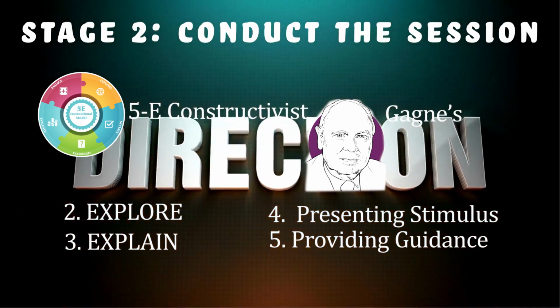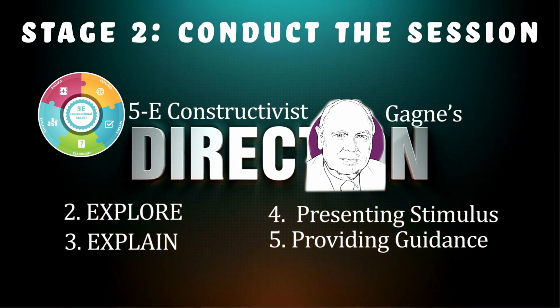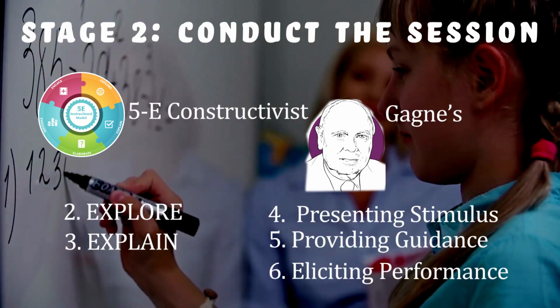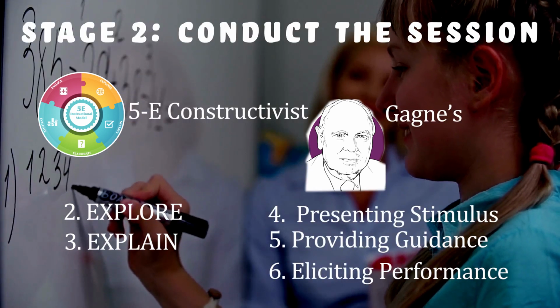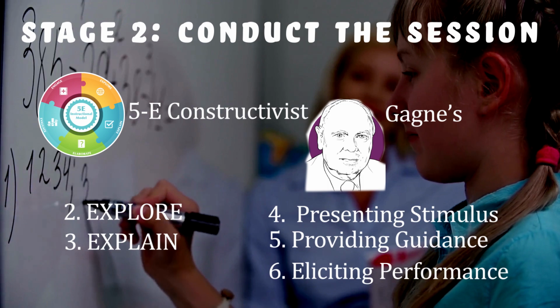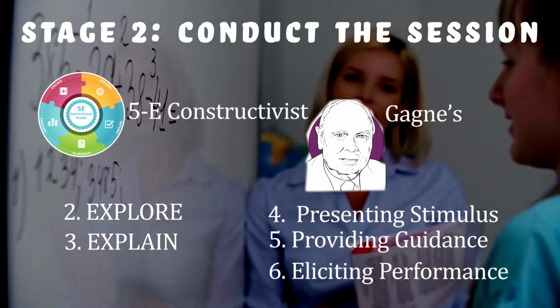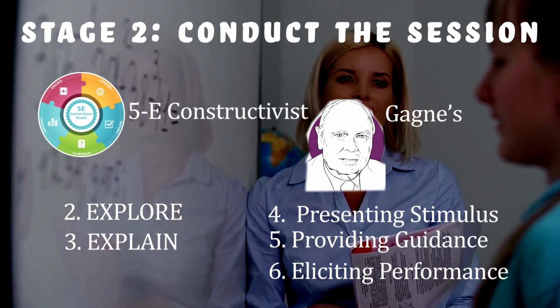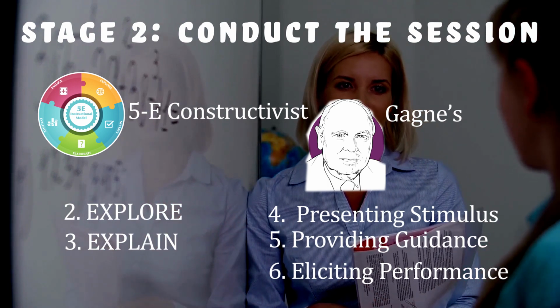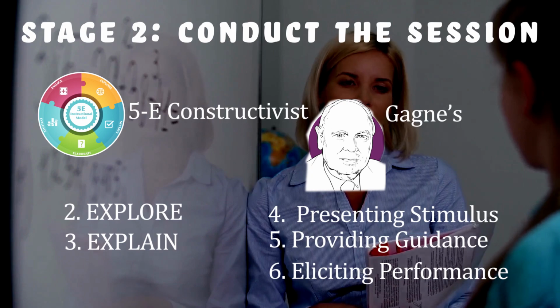After that, they can proceed to step 6, eliciting the performance. After performing the last 2 steps, it is hoped that the learner could do and perform the necessary skills on his or her own, thus eliciting the desired performance. Once this is done, we can now proceed to stage 3.